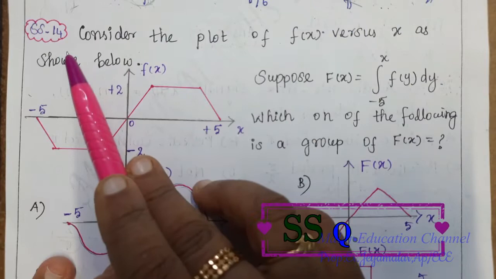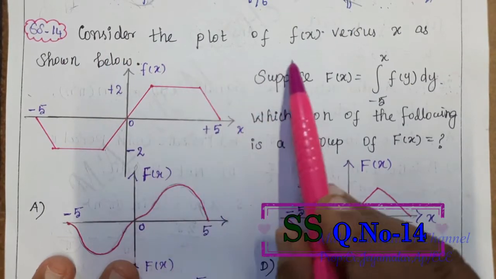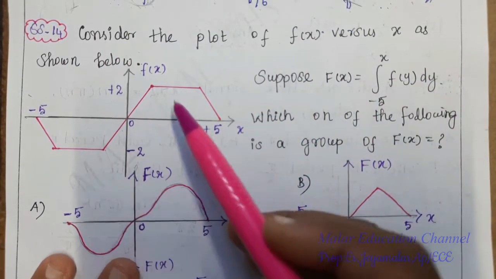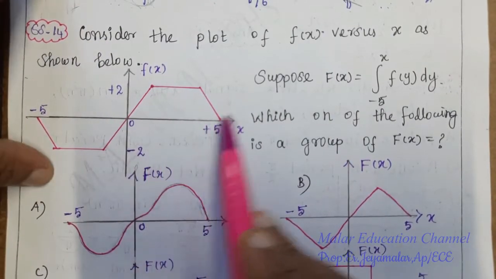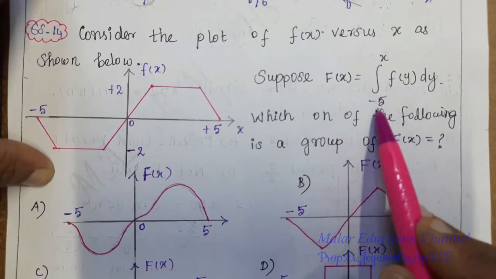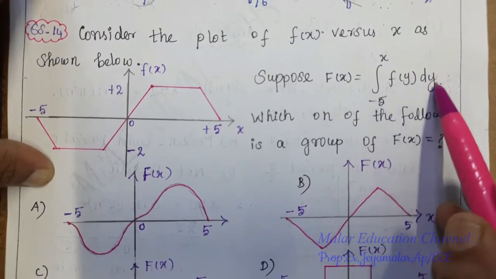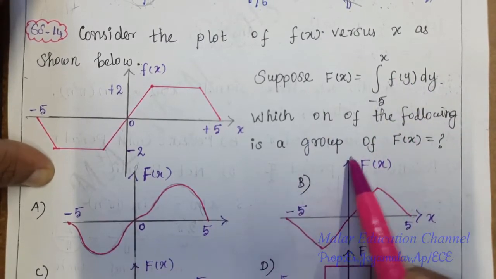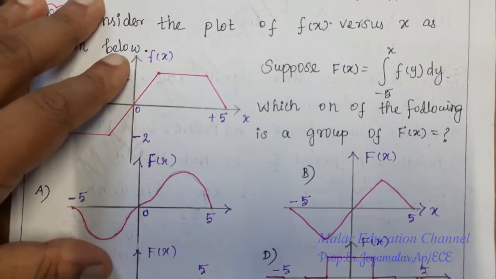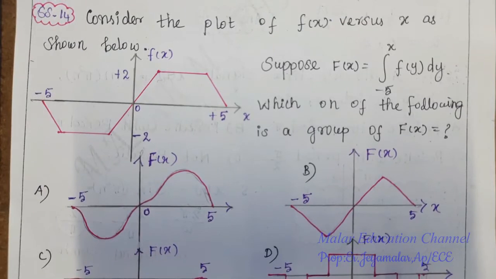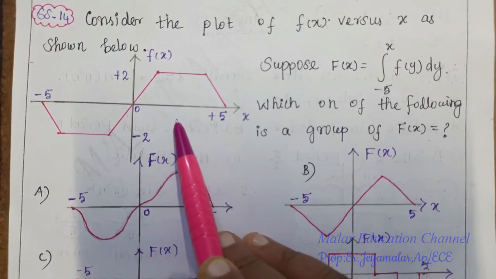Signals and systems, question number 14. Consider the plot of f(x) versus x as shown below. See the diagram, this is the given diagram. Suppose F(x) is the integral from minus 5 to x of f(y) dy. Which of the following is a graph of f(x)? There are 4 options given, isn't it?